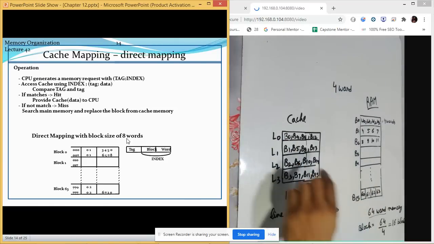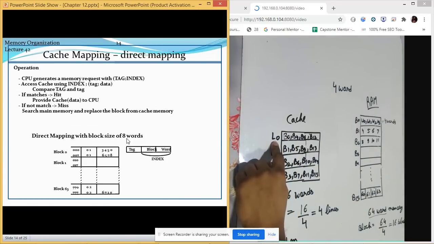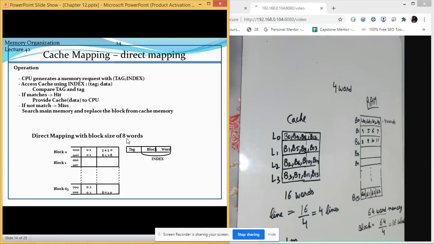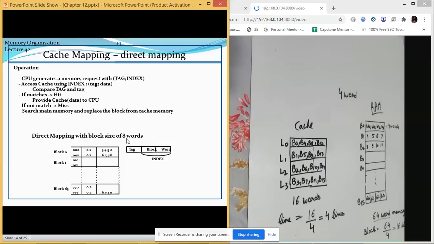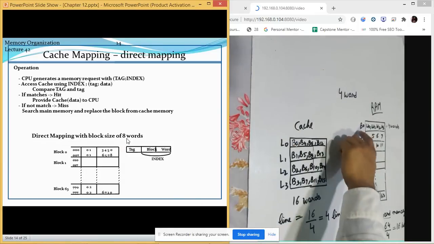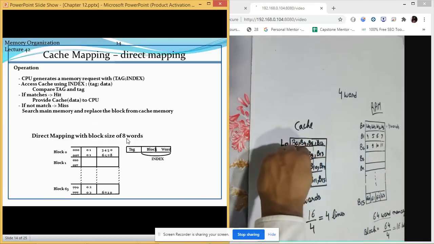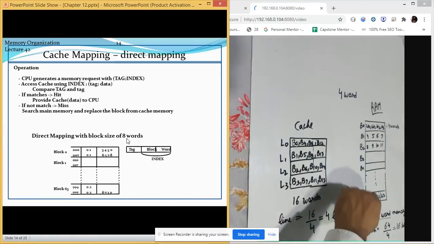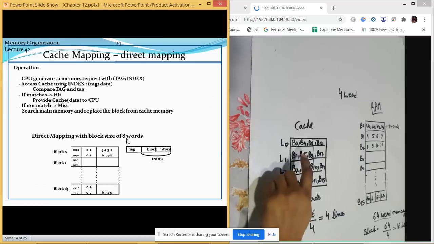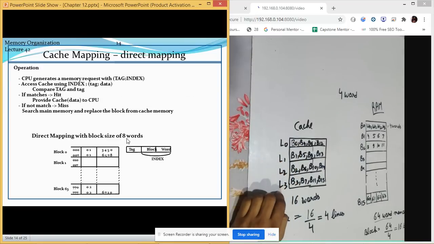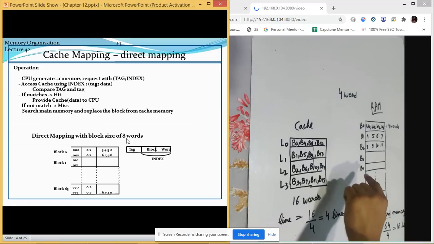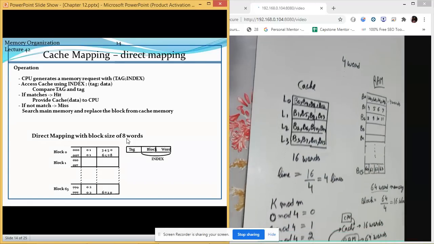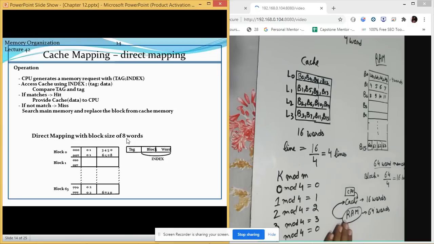Which block can be shifted to line number 0 inside the cache is fixed by using this formula, which is K mod M. So it is now fixed that block B0 can be stored at this place, B4 can be stored, B8 can be stored, B12 can be stored at line 0. Line 3 will be able to store B3, B7, B11, and B15. B is your block number. This is how we are going to perform the mapping.